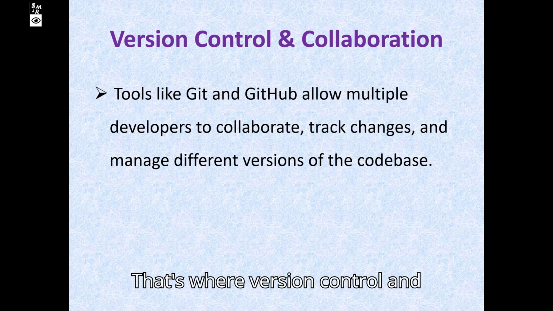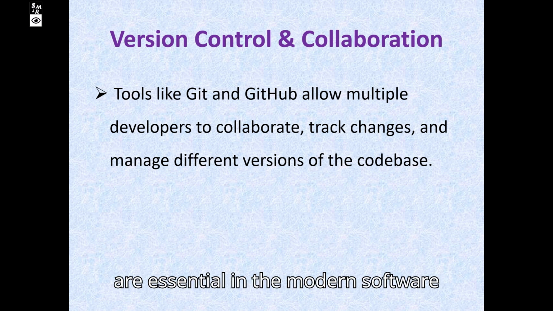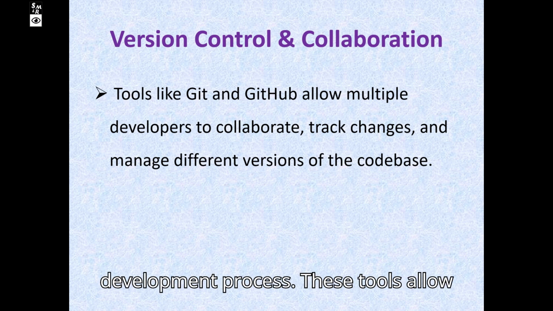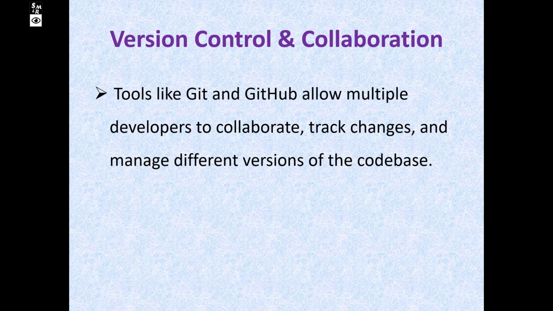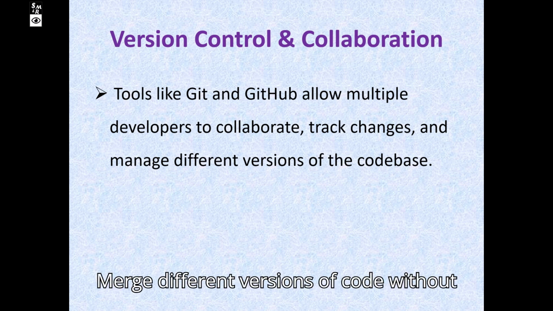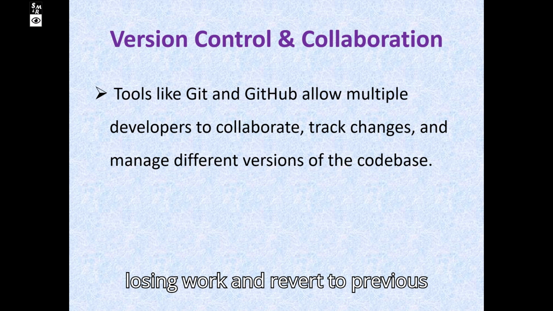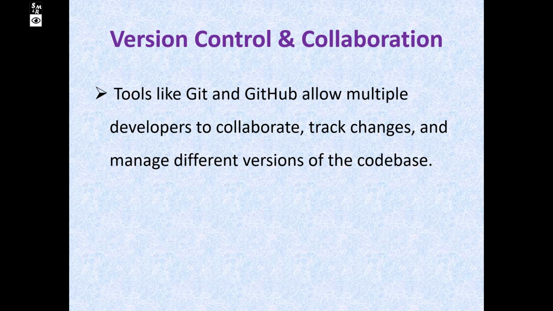That's where version control and collaboration tools come in. Tools like Git and platforms like GitHub are essential in the modern software development process. These tools allow developers to work on different parts of the code simultaneously, track changes, and see who made what updates, merge different versions of code without losing work, and revert to a previous version if something breaks.